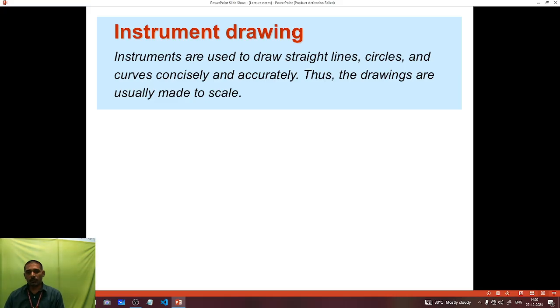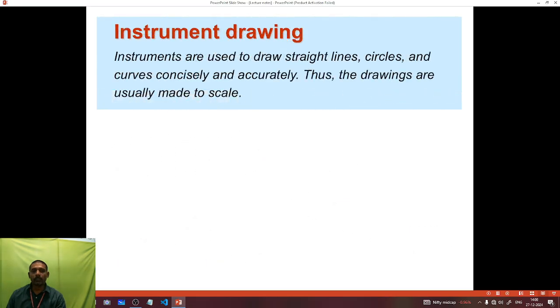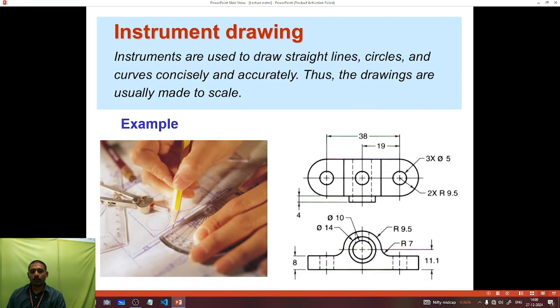Next, instrument drawing. Instrument drawing is to develop a drawing with the help of tools like scale, compass, drafters, and some other extra tools. This is called instrument drawing. Compared to freehand drawing, which is a rough hand sketch, this has exact dimensions and proper drawings. This is an example of instrument drawing.